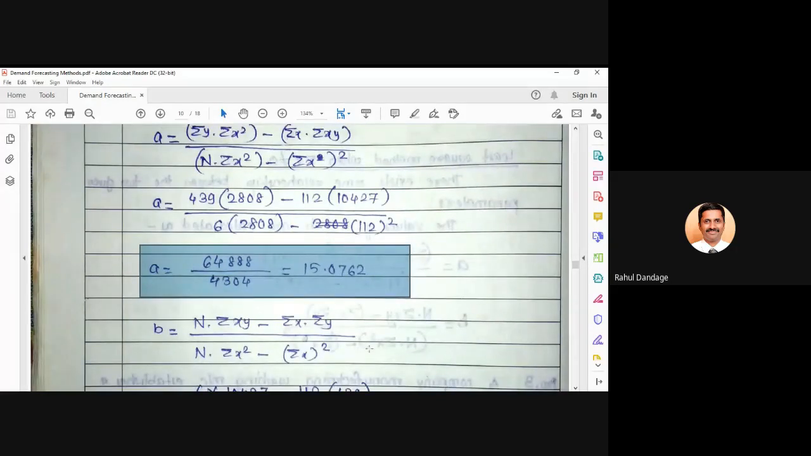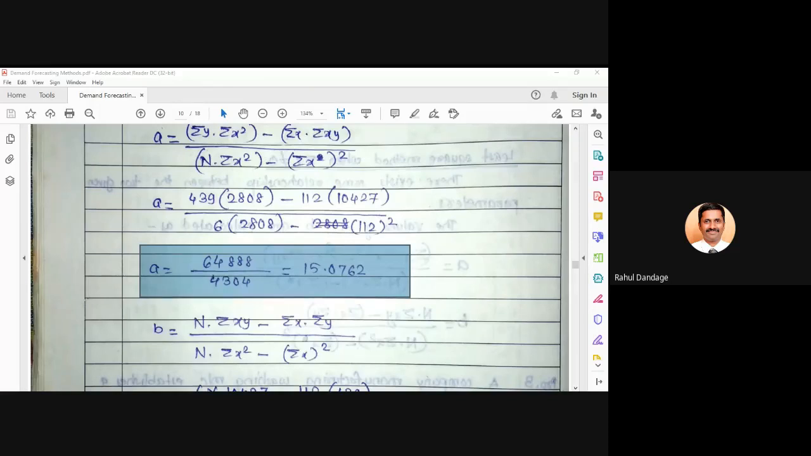So others can note down the formula for B. You must have already noted it down earlier. If not, you can note down the formula: n into sigma xy minus sigma x into sigma y, divided by n into sigma x square minus sigma x bracket square. Yes, Rasmiya, the answer is correct.